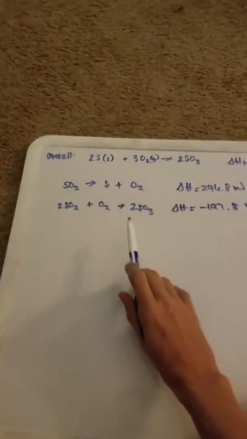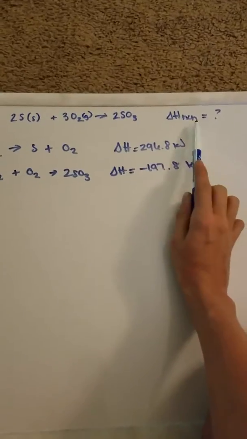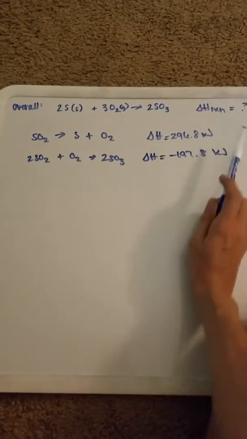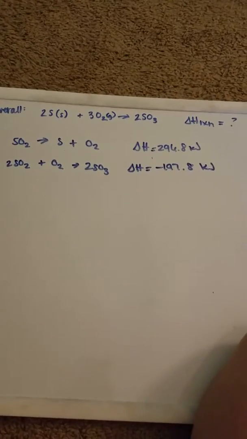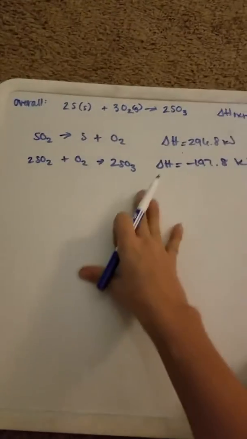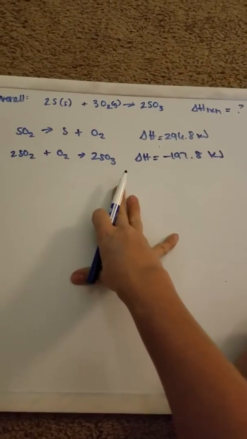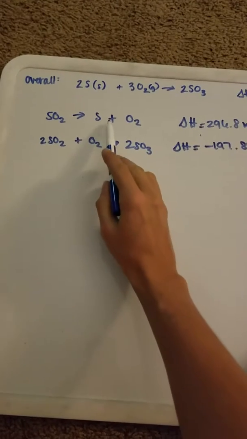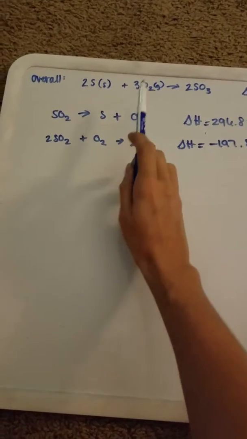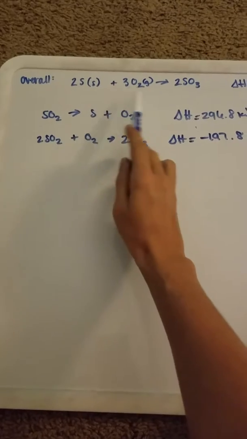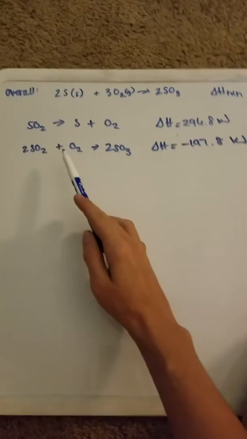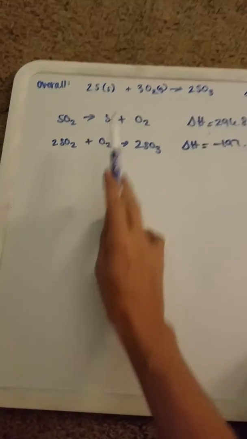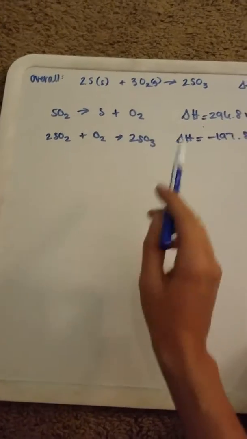Alright, so we're given an overall reaction, and we're told that we need to find the delta H of the overall reaction. And we're given these two sub-reactions and their associated delta H's. So how are we going to go about this? The whole purpose of giving you the two sub-reactions is that these two here are going to add up to the overall reaction. And in the process, we're going to have to add these as well. But first, we need to combine these in such a way that it gives us the overall reaction.